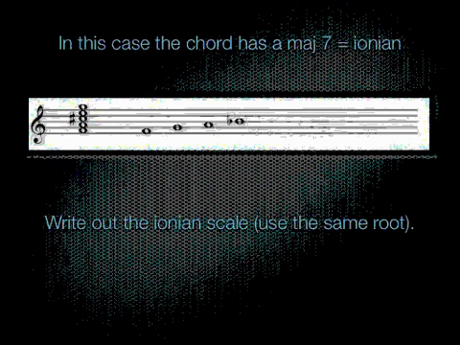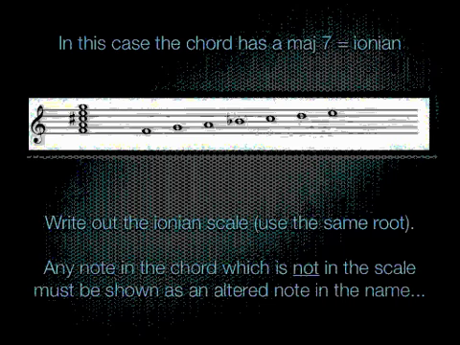So if we write out the Ionian scale, starting on the same root, of course, then we can look and see if there are any notes that are not in the scale. In this case, the C sharp is not. Therefore, we have an altered 5th. So this chord then would be an F major 9th with a sharp 5th.